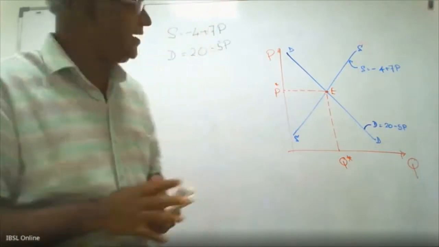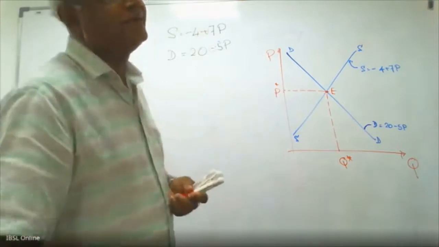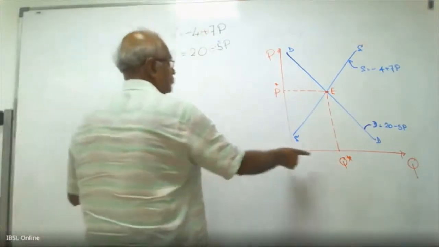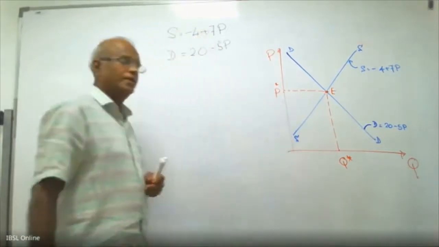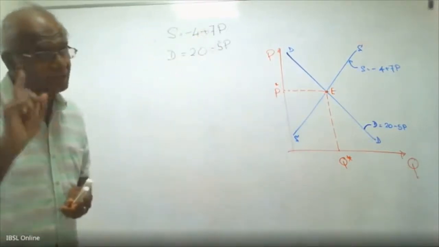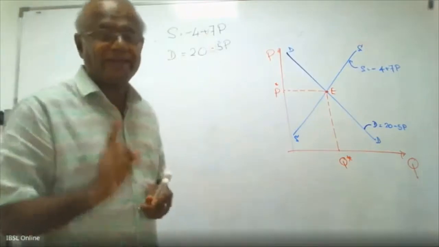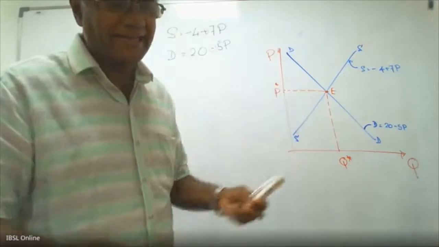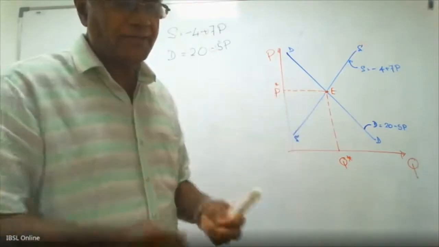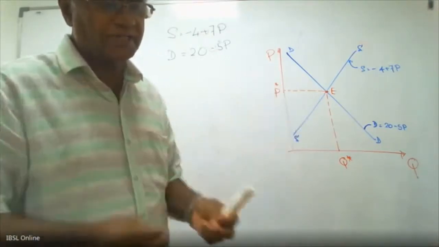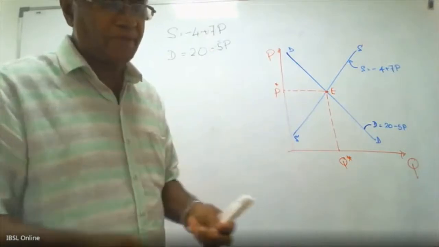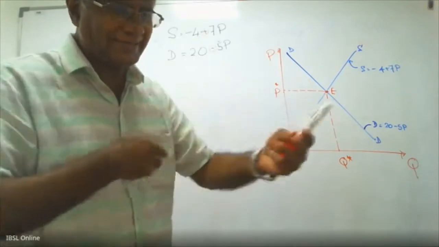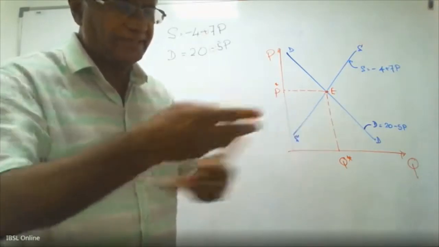And the first question they ask: calculate the equilibrium price and quantity demanded. What is Q star? What is P star? How do you calculate? To calculate that, we want to know what equilibrium is. At equilibrium, we said both parties are happy. Consumers and producers, sellers and buyers are happy. They want to go ahead with this transaction.